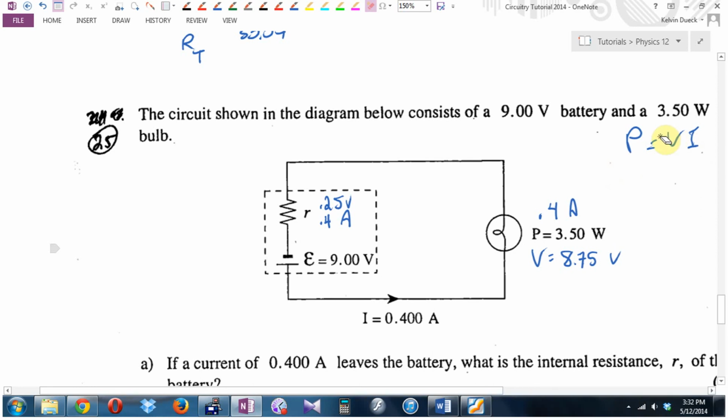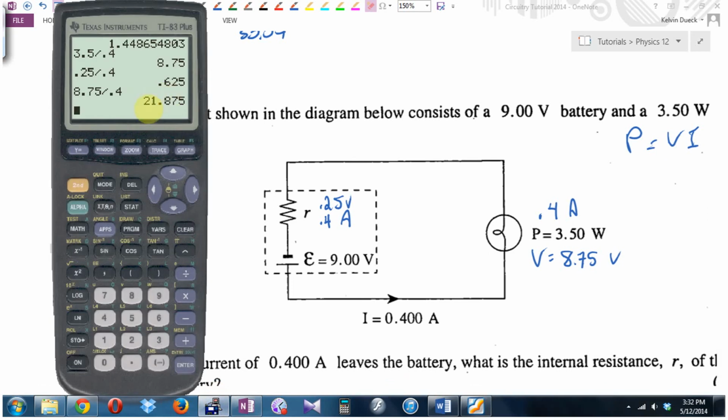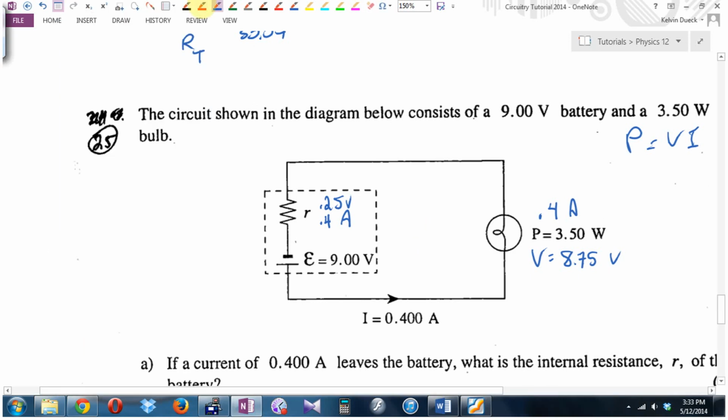Let's crunch the numbers. I just said its actual resistance was 21.9. What's a nice number that I could use that's smaller than that? I didn't go 10. I'll really exaggerate. So here is a 10 ohm bulb. Now my EMF is 9. That doesn't change. That's printed on the side of the battery. That's a constant.